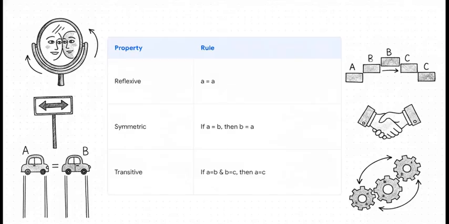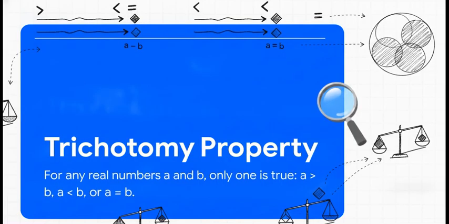When we're dealing with equations, we rely on 3 foundational properties of equality. Think of the reflexive property as literally looking at a mirror. A will always equal A. The symmetric property is more of a two-way street. If A equals B, well, then we can safely say B equals A. And finally, the transitive property is your stepping stone. If A equals B and B equals C, then we can easily bridge that gap and conclude that A absolutely must equal C. Now, for inequalities, we've got the trichotomy property.